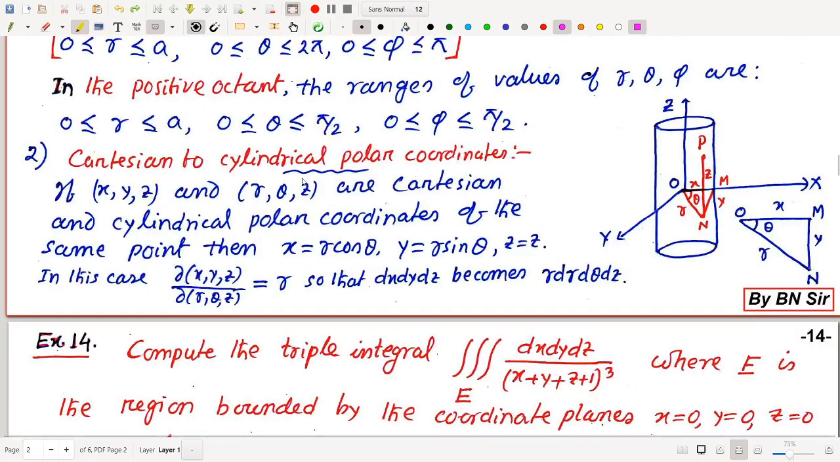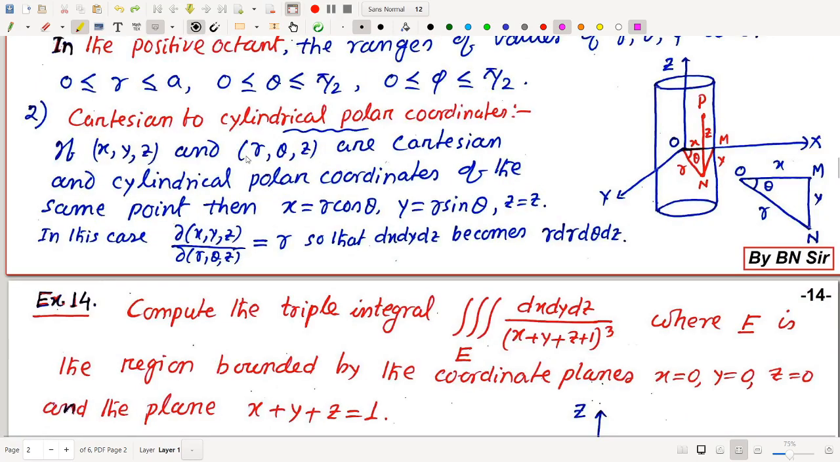Now, second transformation: Cartesian to cylindrical polar coordinates. If x, y, z and r, theta, z are Cartesian and cylindrical polar coordinates of the same point, then x equal to r cos theta, y equal to r sin theta, z equal to z. Cylindrical polar coordinates are nothing but polar coordinates in the plane, r cos theta, r sin theta for x and y, and z remains z. So if the region is cylindrical, we shall apply this transformation. And of course, if we calculate the Jacobian del x, y, z by del r, theta, z, it will be r. So dx dy dz will become r dr d theta dz.